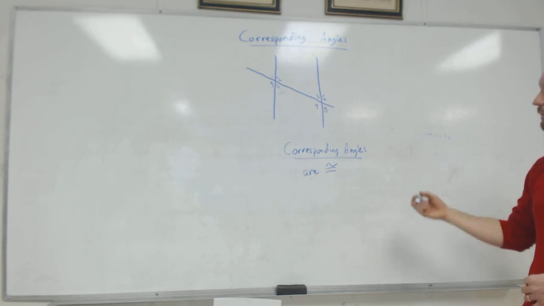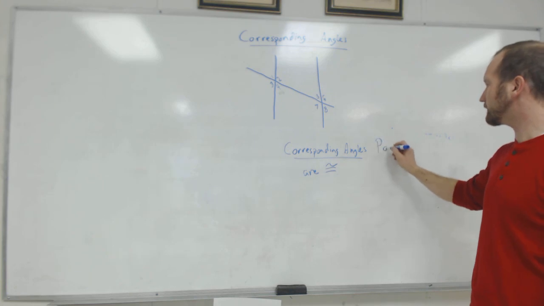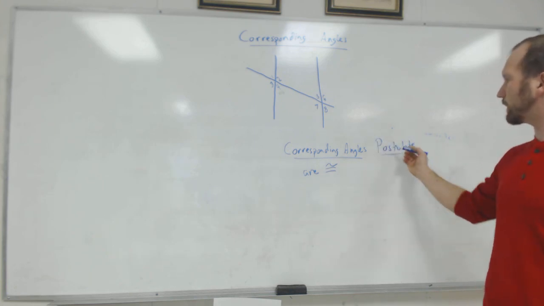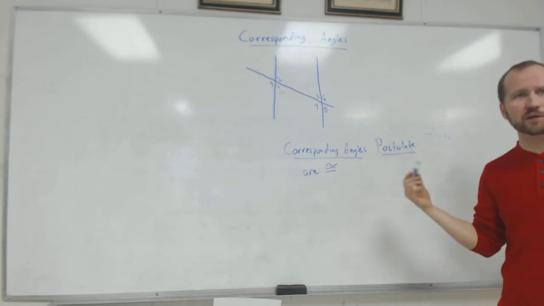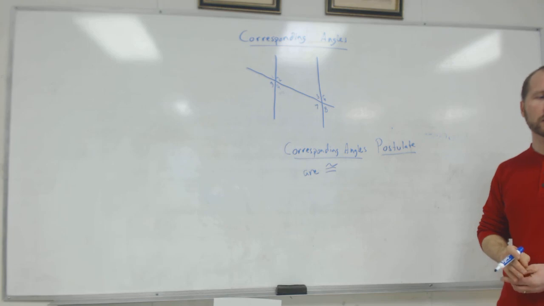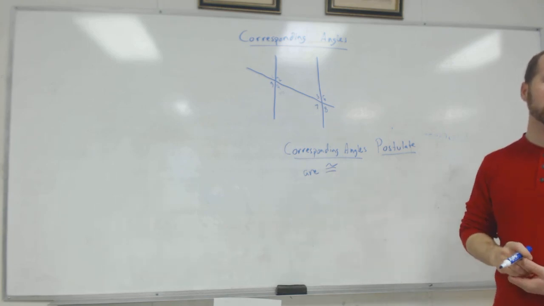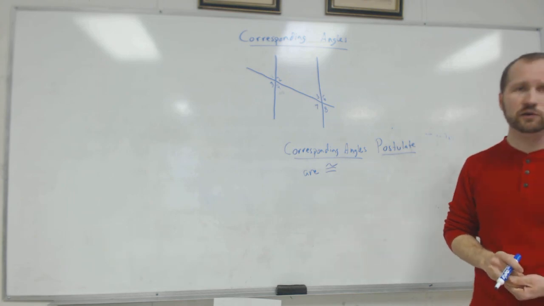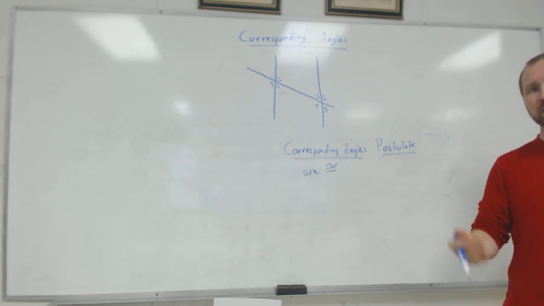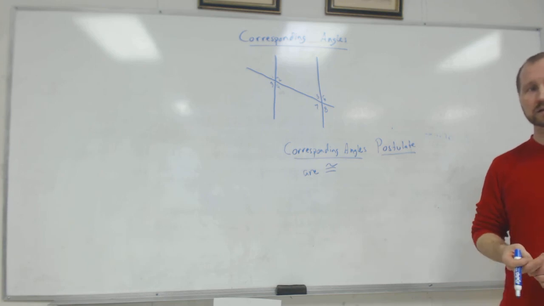So in geometry, 1 and 5 would be a postulate, and 2 and 6 and 3 and 7. A postulate is typically something that we don't prove. It's something that we kind of know without having to prove it. Whereas a theorem, like the vertical angles theorem, is something that we need to prove based on our different definitions and postulates.